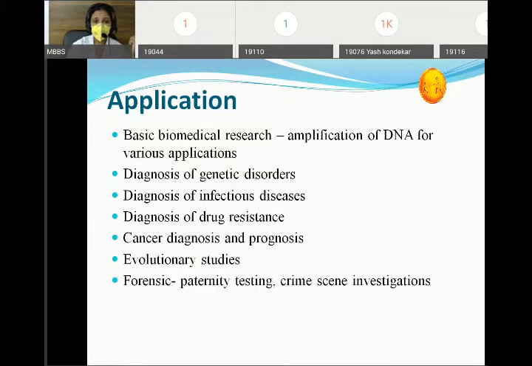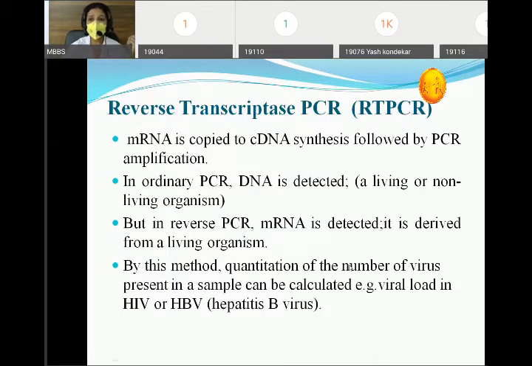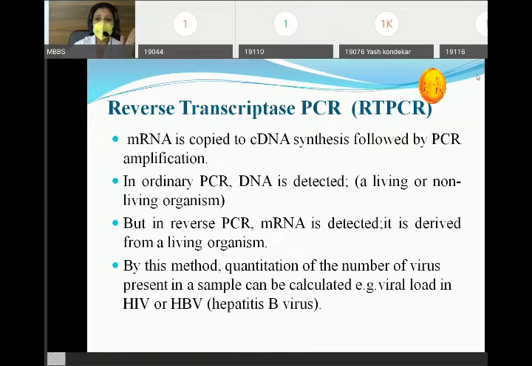Now, another thing is reverse transcriptase PCR. I have told you there are various advanced techniques of PCR. Of those, one is RT-PCR, or the reverse transcriptase PCR.